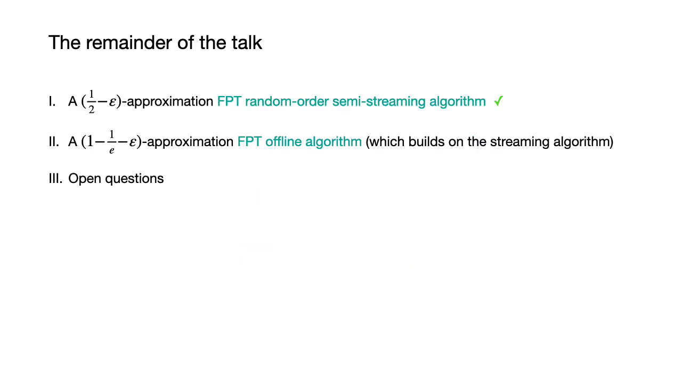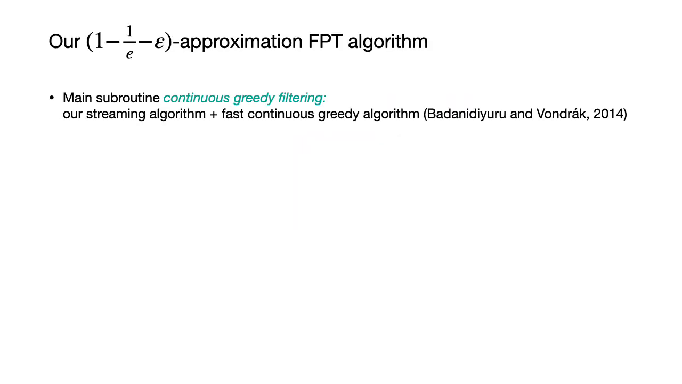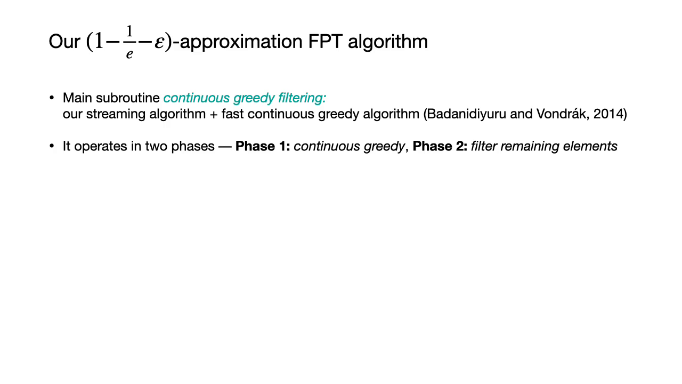Now let me move on to the near 1 minus 1 over e approximation FPT algorithm, which builds on our streaming algorithm. The main subroutine of our near 1 minus 1 over e approximation FPT algorithm is a subroutine called continuous greedy filtering. It's a combination of our streaming algorithm and the fast continuous greedy algorithm by Badanidiyuru and Vondrak. Just like our streaming algorithm, it operates in two phases.